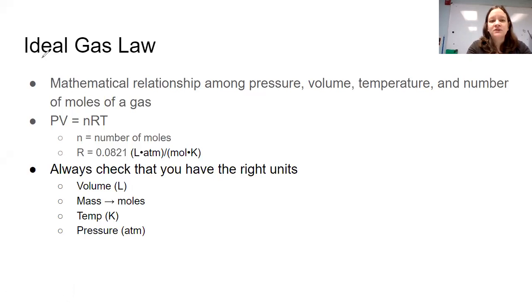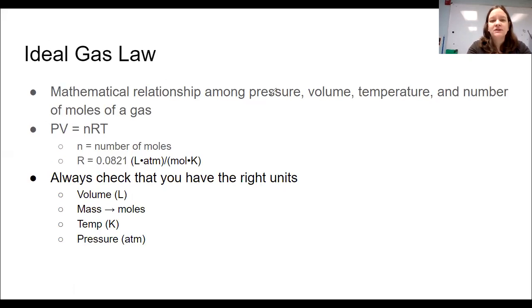So the ideal gas law is going to relate pressure, volume, and temperature. Ooh, that was a terrible line. Okay, which we related with the combined gas law, but we're also going to throw in here the number of moles. So the definition of the ideal gas law is this mathematical relationship between pressure, volume, temperature, and the number of moles. What you need to make sure that you know is this second point right in here.